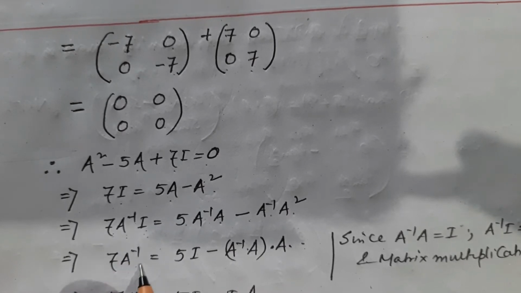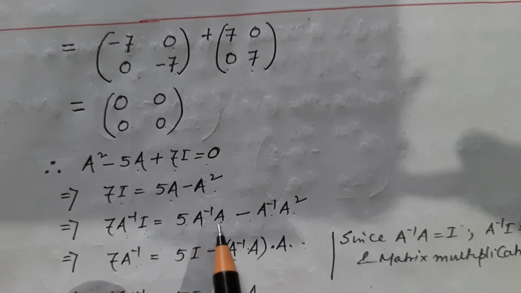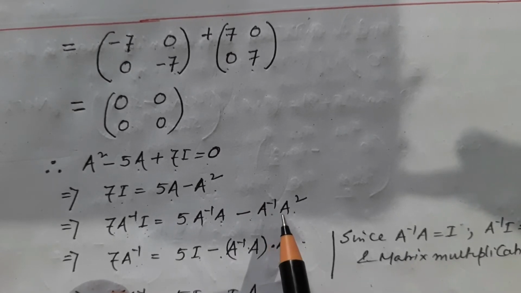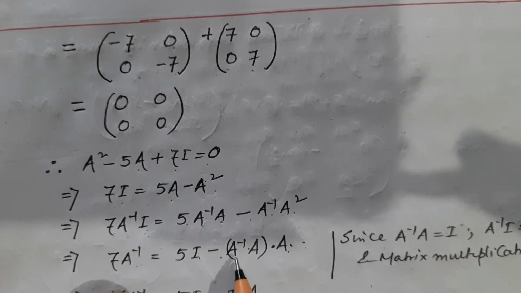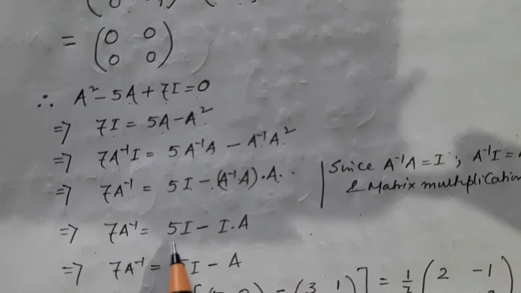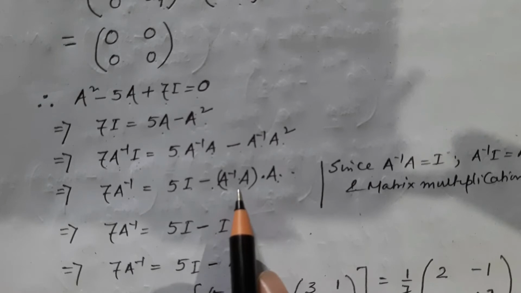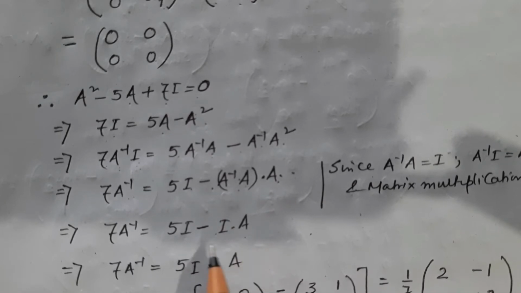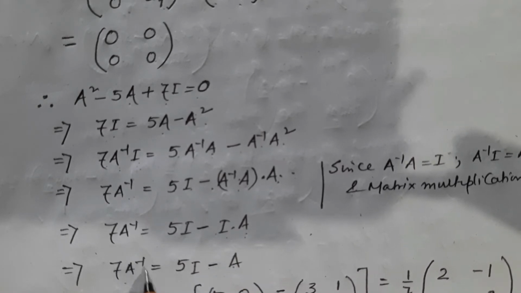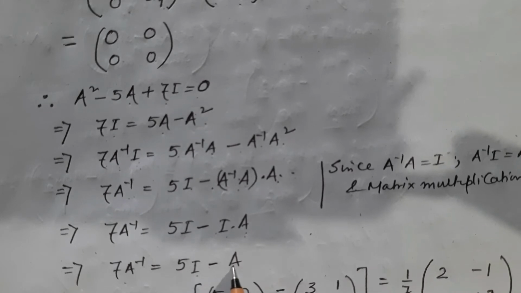So 7 into A inverse equals, here A inverse into A equals I, 5I minus, here A inverse into A square, write as A inverse into A into A. A inverse into A equals the identity matrix. Here we can say 7 into A inverse equals 5I minus I into A. Again I is multiplied with the matrix A, therefore we get A. Therefore 7 into A inverse equals 5I minus A.